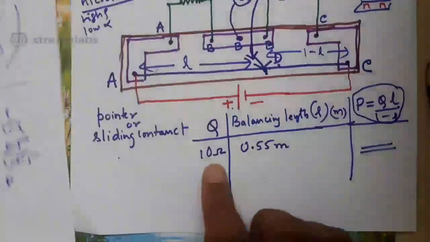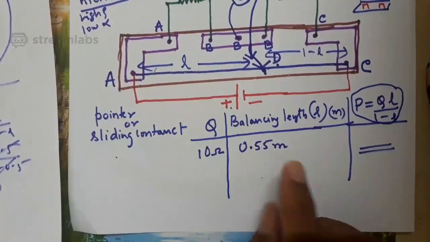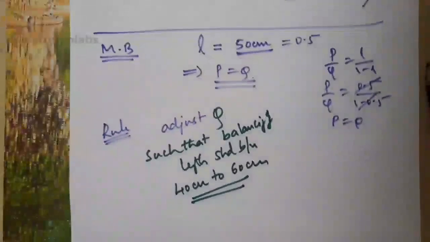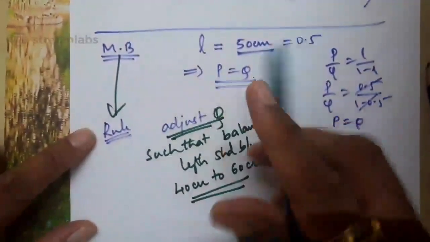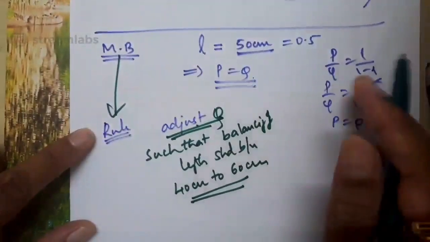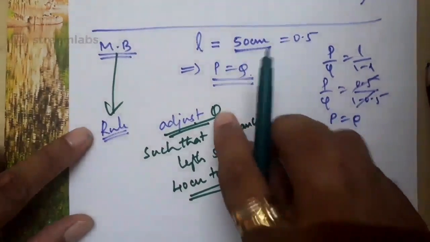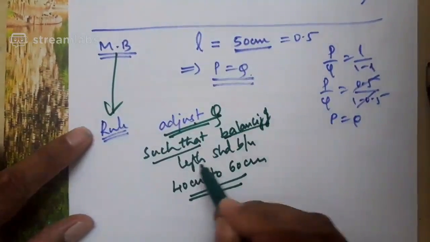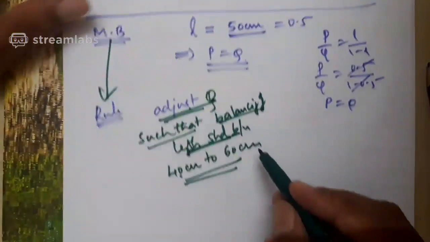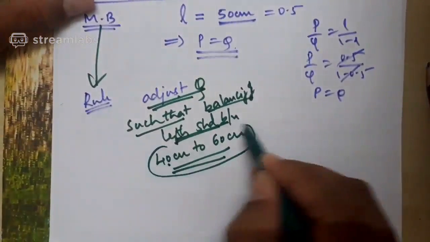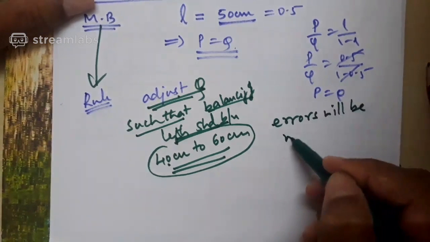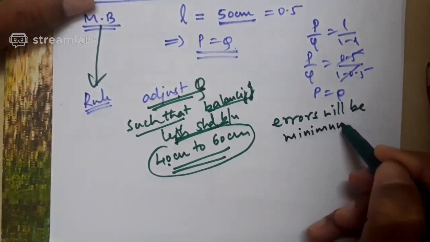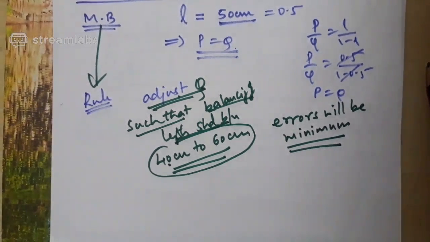For simplicity here, I might have said keep Q and find a balancing length. But in reality, when you're performing the experiment with the meter bridge, you have to follow one rule. The rule is you have to adjust the Q value. Q is the resistance kept in the resistance box. You have to keep such a value of Q that the balancing length should be between 40 centimeter to 60 centimeter, because in such a length, error will be minimum. Errors will be minimum. That is why we follow this condition when you're performing the experiment with the meter bridge.